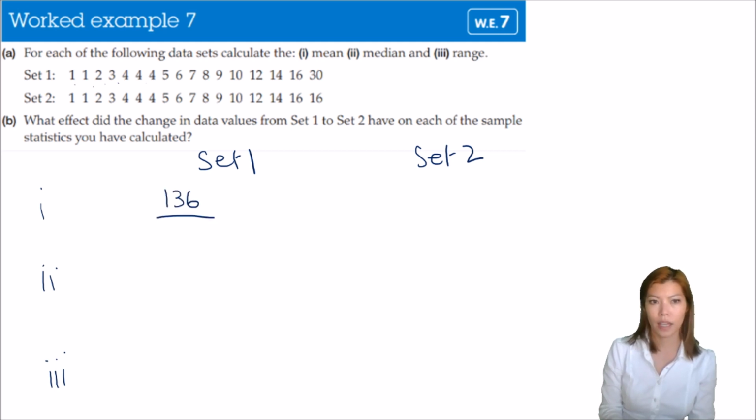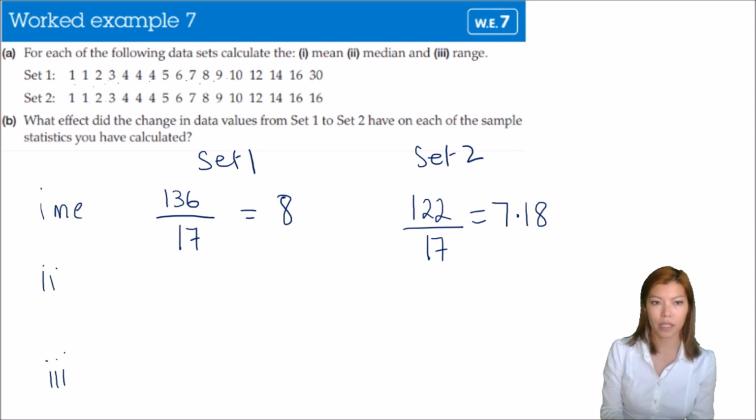136. And there are, let's count them, 3, 6, 9, 10, 11, 12, 13, 14, 15, 16, 17 values altogether. So the mean for set 1 is 8, whereas the mean for set 2 is 7.18. We add them all together, we get 122, and this time there's the same number of values, 17, and the mean here is 7.18. I'm going to write down mean.